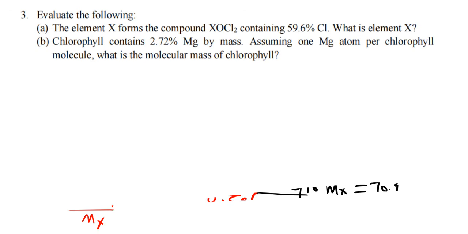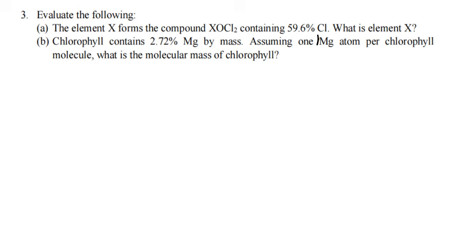Okay, so let's solve B. Now for B, we're told chlorophyll contains that percentage Mg by mass. Assume 1 magnesium atom per chlorophyll molecule. What is the molecular mass of chlorophyll? The mass percent they've already given us is 2.72%. We're assuming 1 molecule contains 1 atom of Mg.